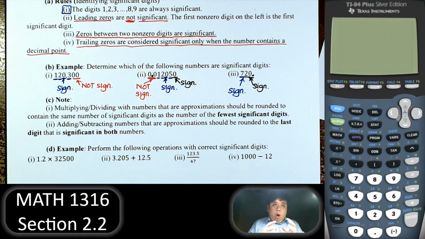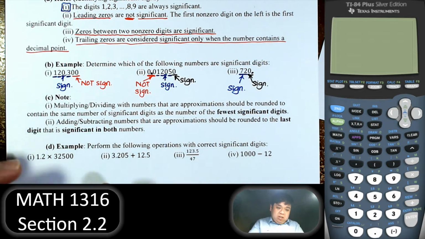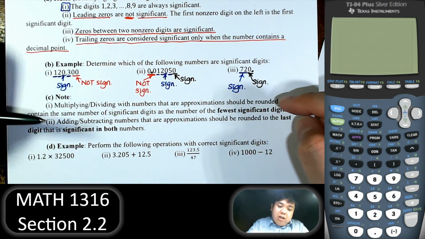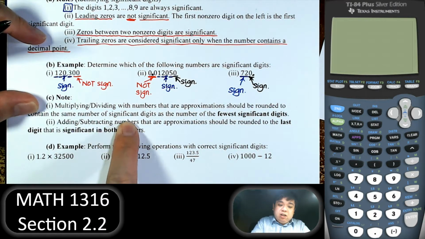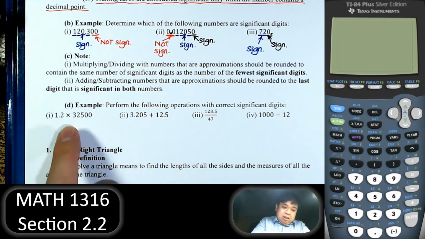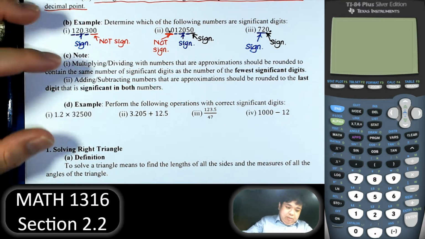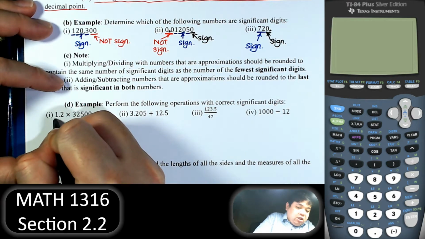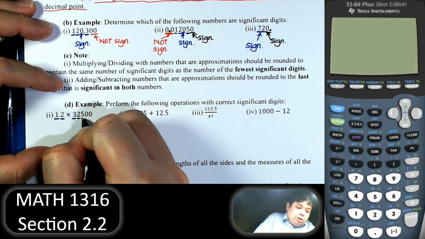Now the operation. Now we know for each number if it is significant, how many significant digits are in each of them. When multiplying or dividing numbers that are approximations, the result should be rounded to contain the same number of significant digits as the number with the fewest significant digits. So let's do the math. Right. So we have 1.2. I will underline all the significant figures, or significant digits.